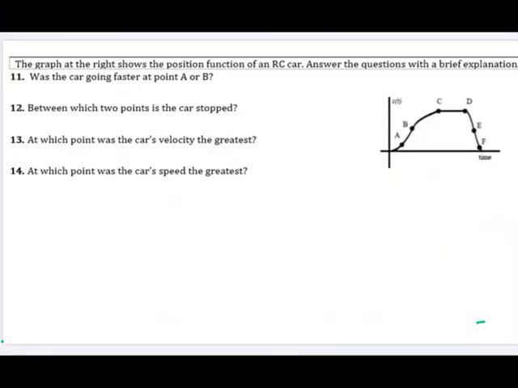Okay, for these next few examples, the graph at the right is showing the position function of an RC car. The y-axis is position and the x-axis is time. Answer the questions with a brief explanation.